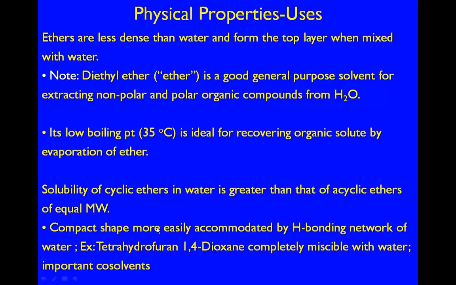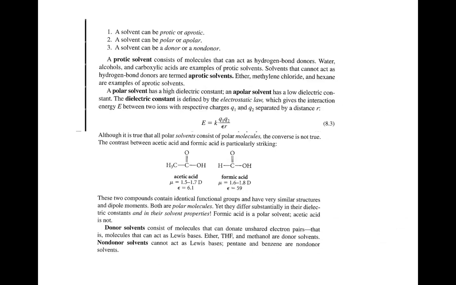Tetrahydrofuran has a higher boiling point, so that's a good solvent for reactions. So is 1,4-dioxane. These two are also ethers, but they are cyclic ethers. So the main use of ethers is as a solvent. There are different types of solvents that we learned already in the organic labs. There are protic solvents and aprotic solvents, polar solvents and apolar solvents. So there are all sorts of classification, right? Where does ether fit into this classification?